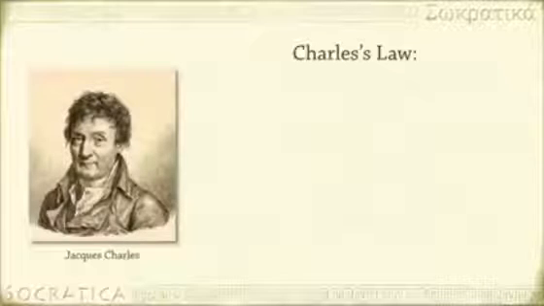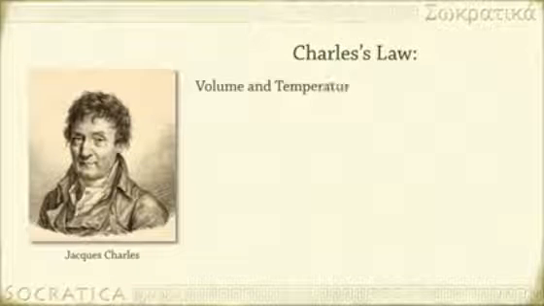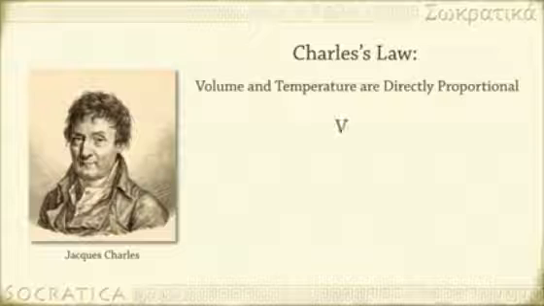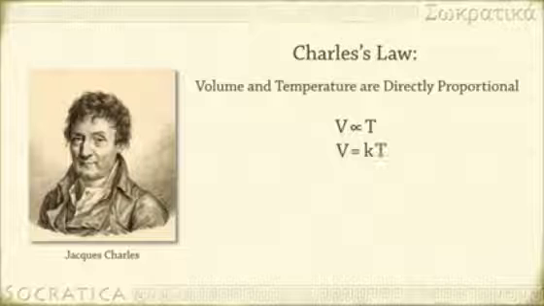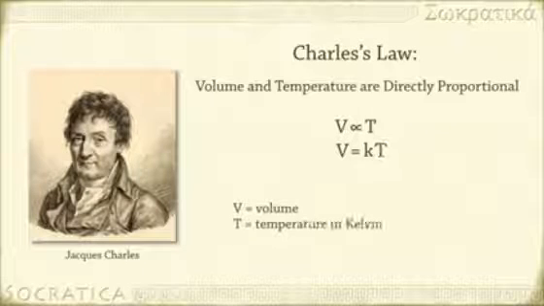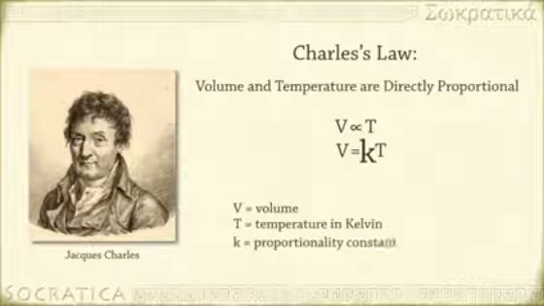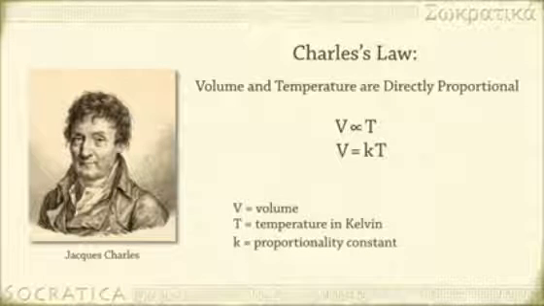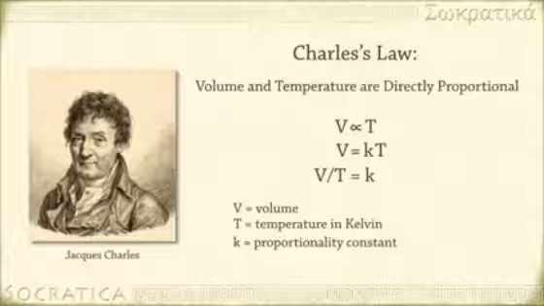Charles's law says that for a given amount of gas at fixed pressure, volume and temperature are directly proportional. V is proportional to T. You can write this mathematically as V equals KT, where V equals volume, T equals temperature in Kelvin, and K is a proportionality constant. We can rearrange this equation so it reads V over T equals K, or the ratio of volume to temperature is a constant, K.